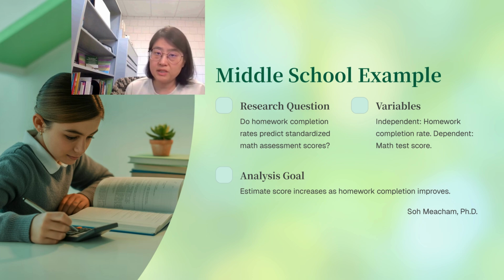Now let's jump to a middle school example. Imagine we want to examine whether students' math homework completion rates predict their performance on standardized math assessments. In this case, we could treat homework completion rate as the independent variable and test score as the dependent variable. The regression equation would help us estimate how much of a score increase we might expect as homework completion improves.